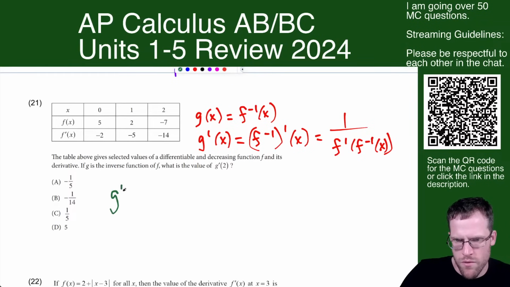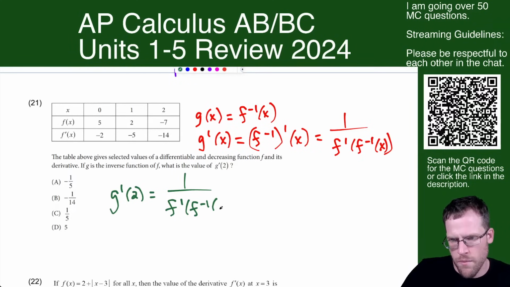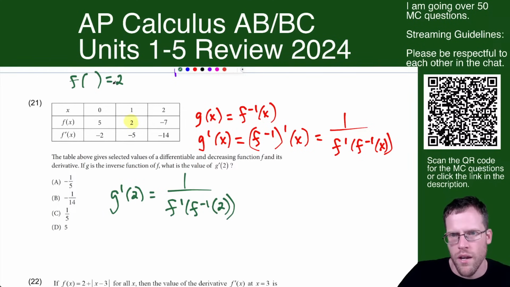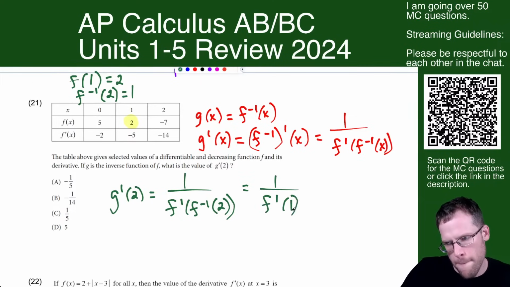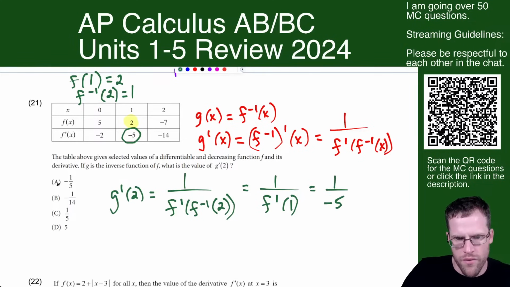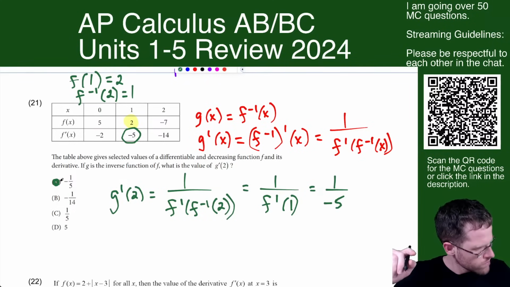So here, g prime of 2 is 1 over f prime of f inverse of 2. All right, let me make that a little neater. What makes it a little annoying is you have to go on a scavenger hunt, and you have to know that functions and their inverses are opposites. So I want to know when f is equal to 2. I look for a y value of 2, and here, f of 1 is equal to 2. That means f inverse of 2 is equal to 1. So I can write this now as 1 over f prime of 1. And f prime of 1 is here, negative 5. So it's negative 1/5. Choice A. Yep, we're good.